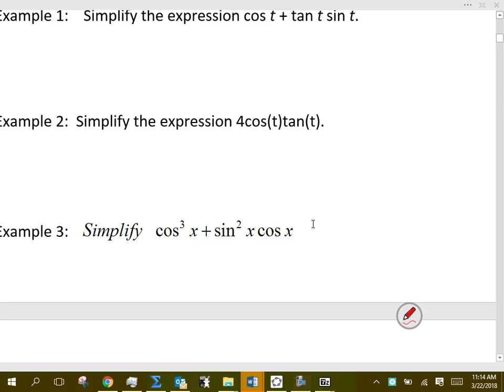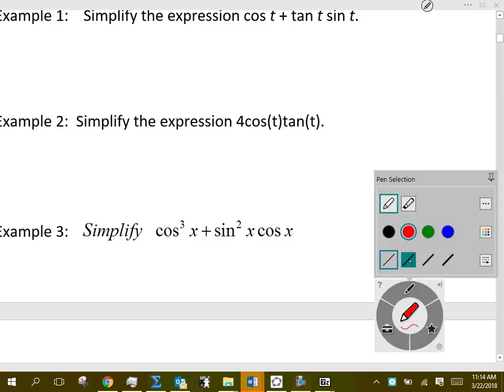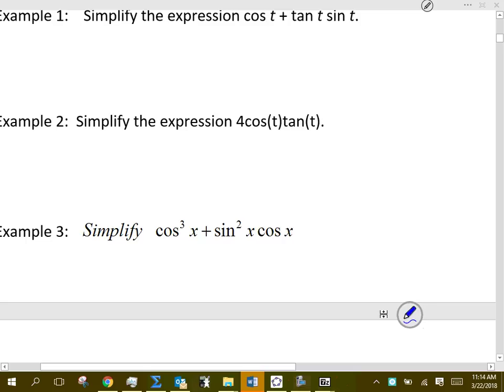So I see these, and like I said, there are no powers bigger than 1. So I'm going to change every single trig ratio so it can be written in terms of sine and cosine, meaning I should not see tangent, cotangent, secant, or cosecant left over when I'm done. So I'm going to take this, and this is 4 cosine t. Obviously, no change there. But tangent can be rewritten as what? Yeah, sine of t over cosine of t.